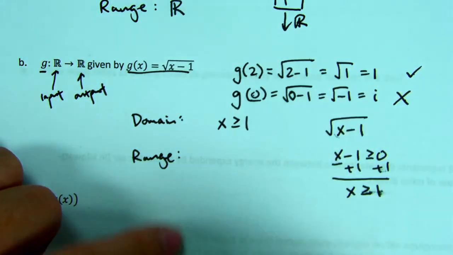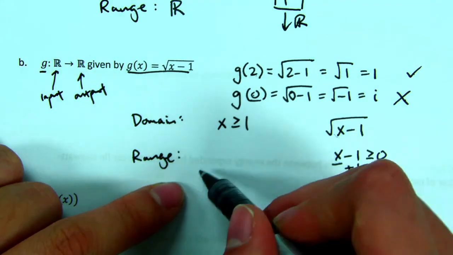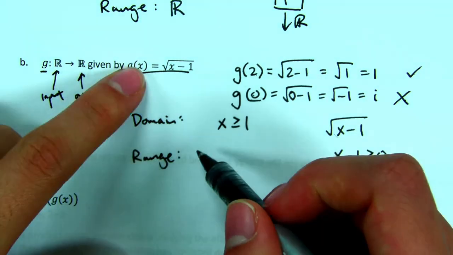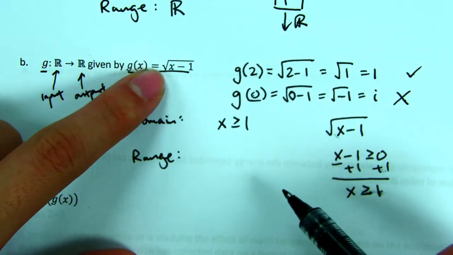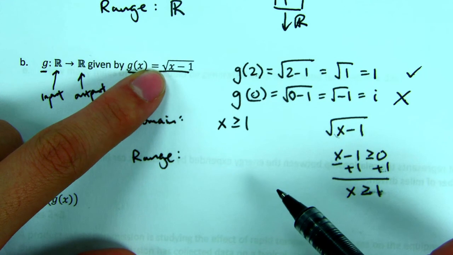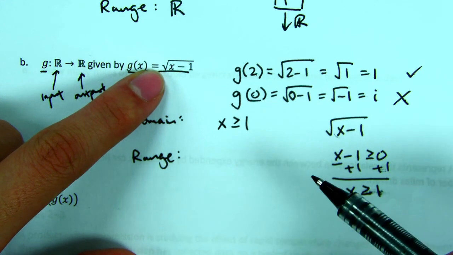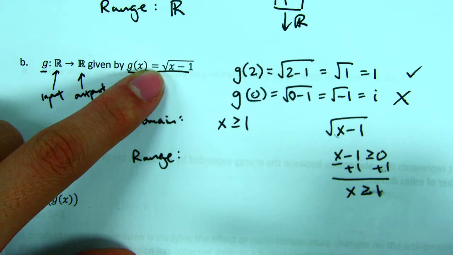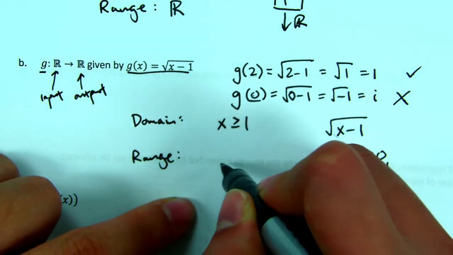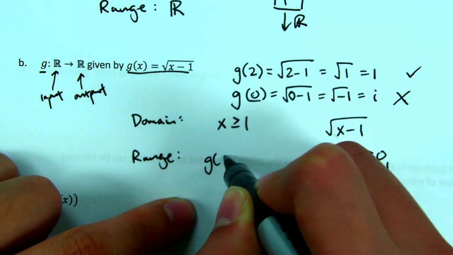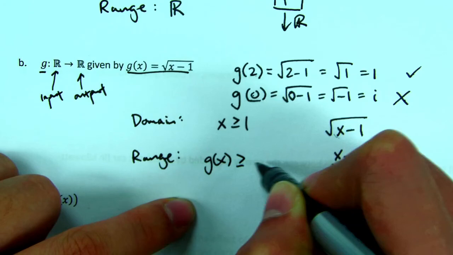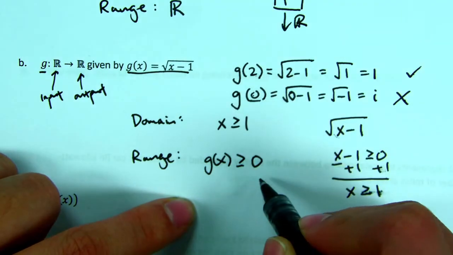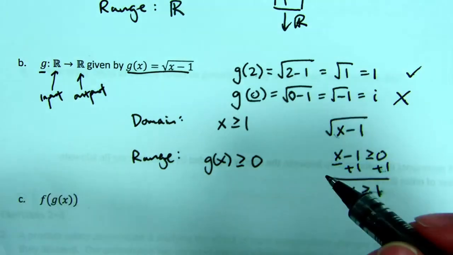So in the same way, we're going to think about the range. And in our range, we're talking about the output. So now you're thinking, if I take the square root of x minus 1, what is the number I cannot get out? Well, you know that when you square root any number, you always get a positive number back out. So therefore, my range here is g of x, my output, is always greater than or equal to 0. It is always 0 or a positive number.